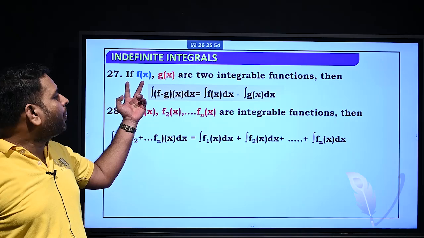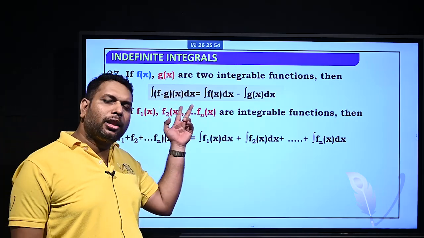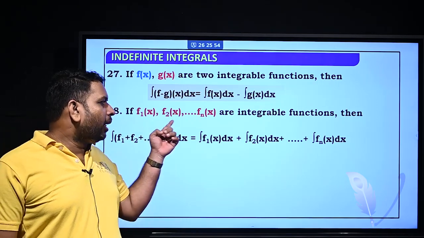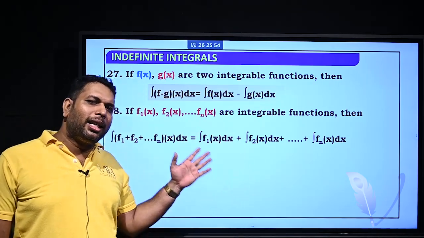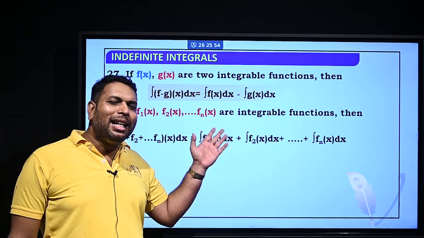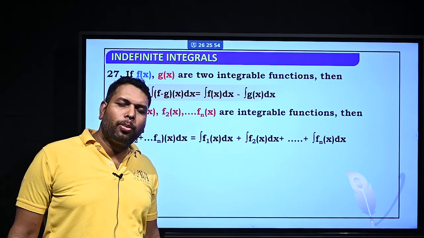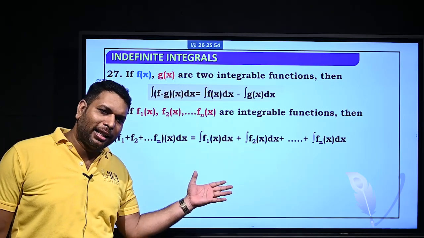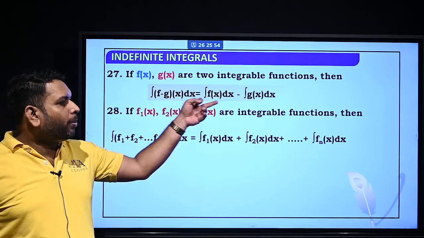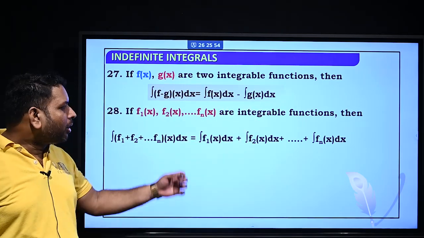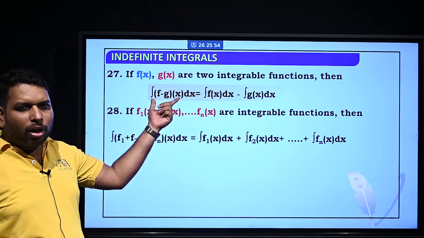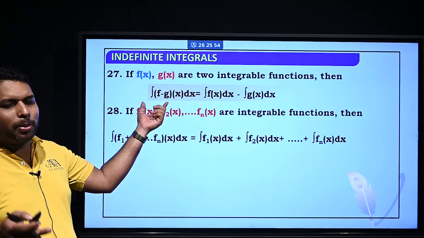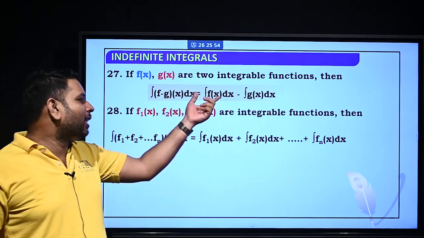So for subtraction, integration works like derivative. Again, for n number of integrable functions, integration of f1, f2, fn is the same as integration of f1 plus integration of f2 plus integration of fn. That is, integration of sum equals sum of integration. Integration of difference equals difference of integration. Similarly, here also it is not restricted to two functions. You can write integration of f(x) minus g(x) minus h(x) as the same as integration of f(x) minus integration of g(x) minus integration of h(x).